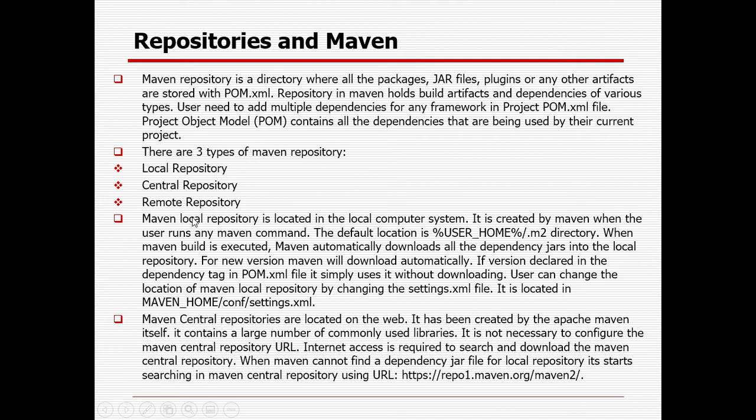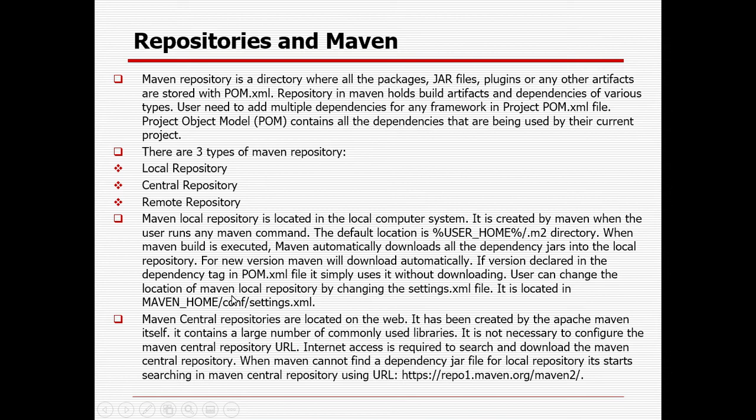So Maven local repository is located in the local computer system. It is created by Maven when the user runs any Maven command. The default location is your user home directory, dot m2 directory. When a Maven build is executed, Maven automatically downloads all the dependency jar files to the local repository. For a new version, Maven will download automatically. If the version is declared in the dependency tag in the pom.xml file, it simply uses it without downloading in case it is already available in the local repository.